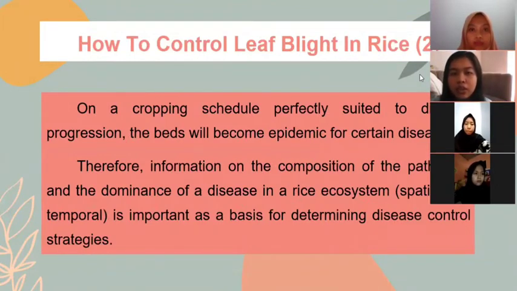How to control leaf blight in rice, part 2: a cropping schedule perfectly suited to disease progression. The beds will become epidemic for certain diseases. Therefore, information on the composition of the pathotype and the dominance of a disease in a rice ecosystem, spatial and temporal, is important as a basis for determining disease control strategies. Next.